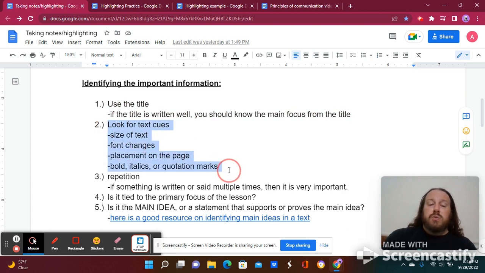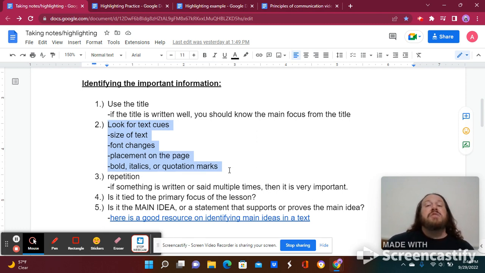Look for text clues or text cues. And this works just as well with live lectures, people just talking, as it does with things that are written on a page. Okay? Yes, when things are written on the page, look for anything that's different. Anything that stands out as being something different than what they are normally doing. If they change the size of the text, especially if they make it bigger, they're saying this is important.